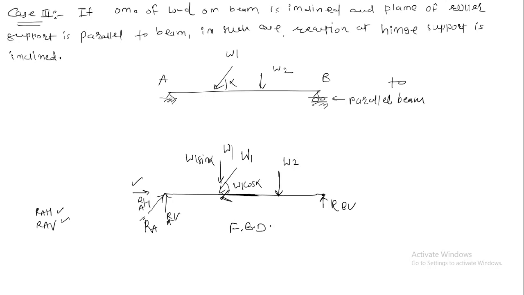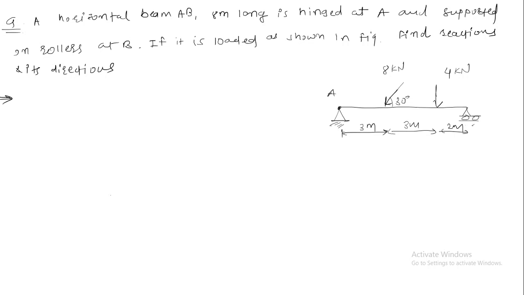So let us see the first numerical. A horizontal beam AB, 8 meter long, is hinged at A. At point A we have hinged it, and supported on rollers at B. If it is loaded as shown in figure, find reactions and its directions. Okay, see here there is an 8 kilonewton inclined load.